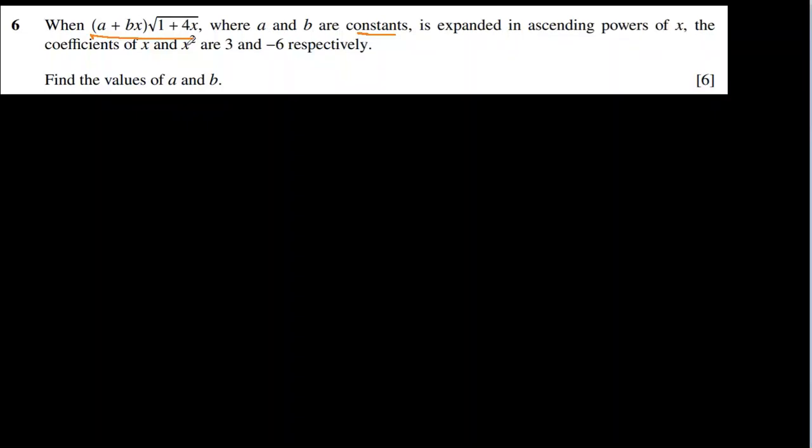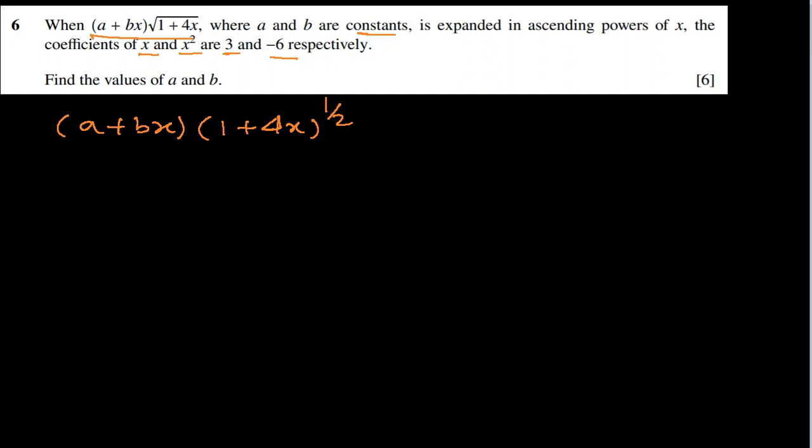In question 6, an expression is given, and a and b are constants. If we expand, they say that the coefficient of x and x square are 3 and minus 6 respectively. Find a and b. So the first bracket is simplified, so we don't touch it, but this second one can be expanded because the exponent of the second one is half. Square root is same as half.